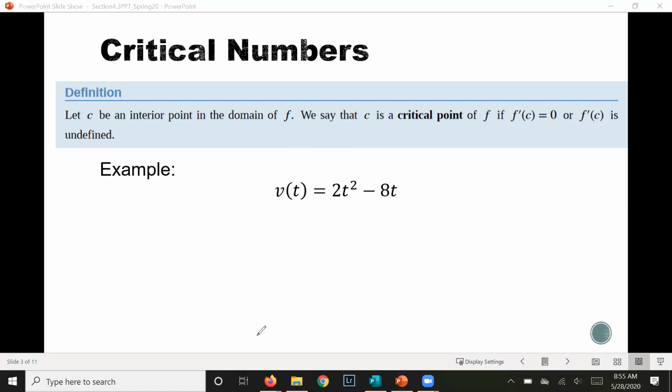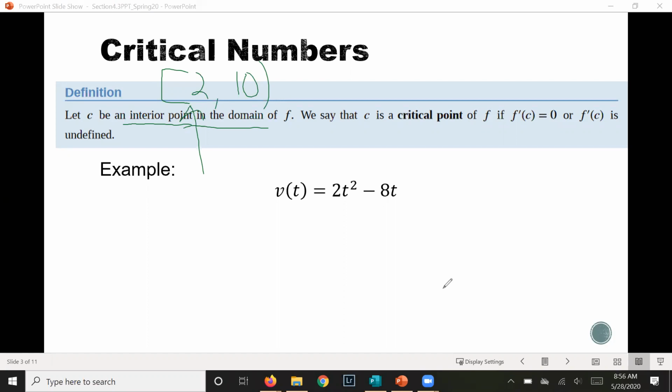Let C be an interior point on the domain of f. When we say an interior point, we're talking about some number that's not on the endpoints of a domain. For example, if the domain of some function was the number 2 to 10, not including the 10, 2 would not be an interior point because it's an endpoint. But a number like 5 would be because it's in between those two endpoints. So that's what we mean when we say interior point.